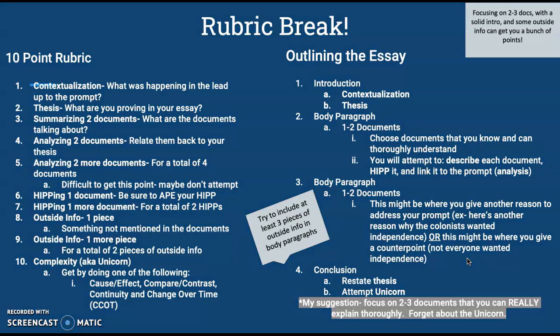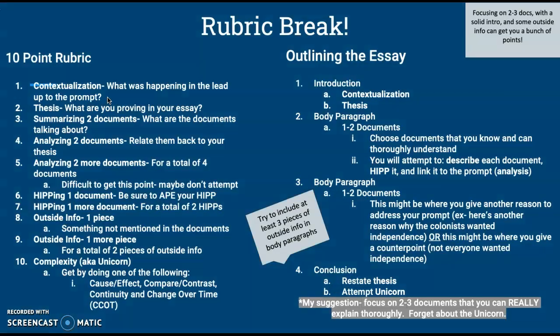All right, so let's talk about the rubric. So it's a 10-point rubric as opposed to our regular 7-point rubric. And so let's talk about this. So the first one is contextualization. We've always had that. What was happening in the lead up to the prompt?